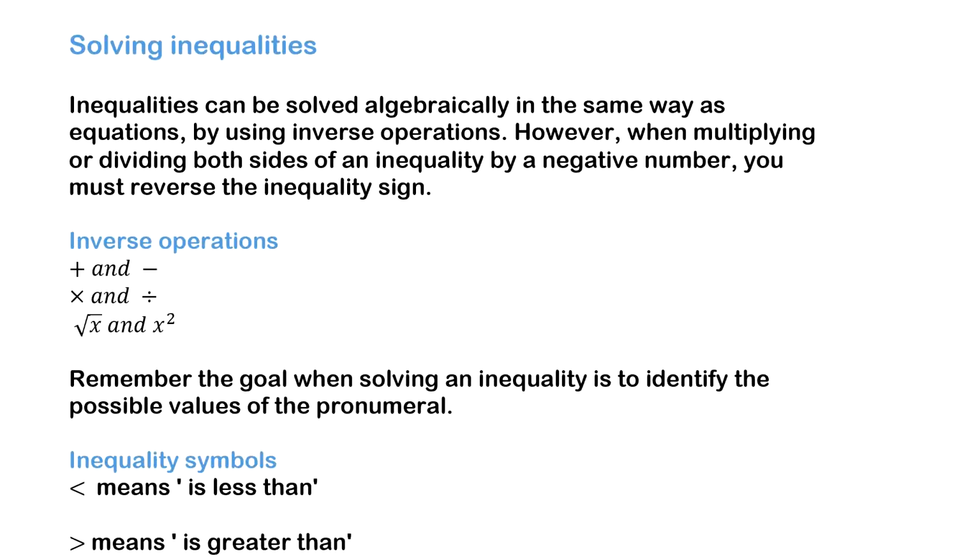You'll see some of this later on, but essentially, if we have something like this, which is greater than, and we divide or multiply by a negative, it flips to become a less than symbol. Now remember your inverse operations: plus and minus are opposites, multiplying and dividing are opposites, square root and squaring are opposites. The goal when solving an inequality is to identify the possible values of the pronumeral. So we essentially want x is less than something, or x is greater than or equal to something.